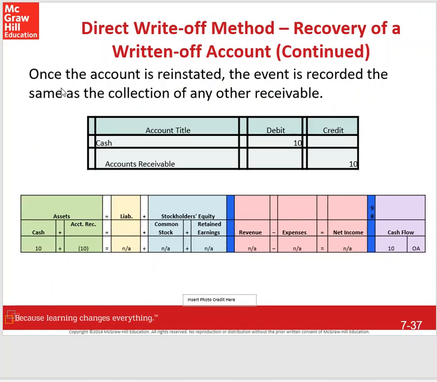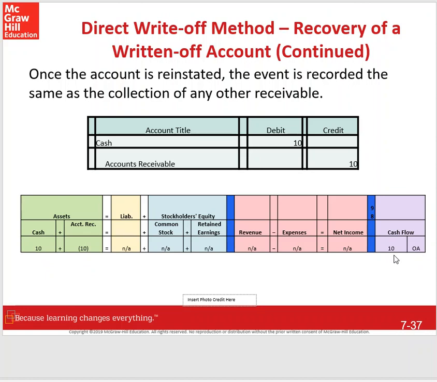And then we can collect. So once the account is reinstated, now we can collect the cash, debiting cash and crediting accounts receivable. So that's really the whole thing. We see cash going up, accounts receivable going down. We see our cash flow of $10 operating activity. And that's the entire direct write-off method.